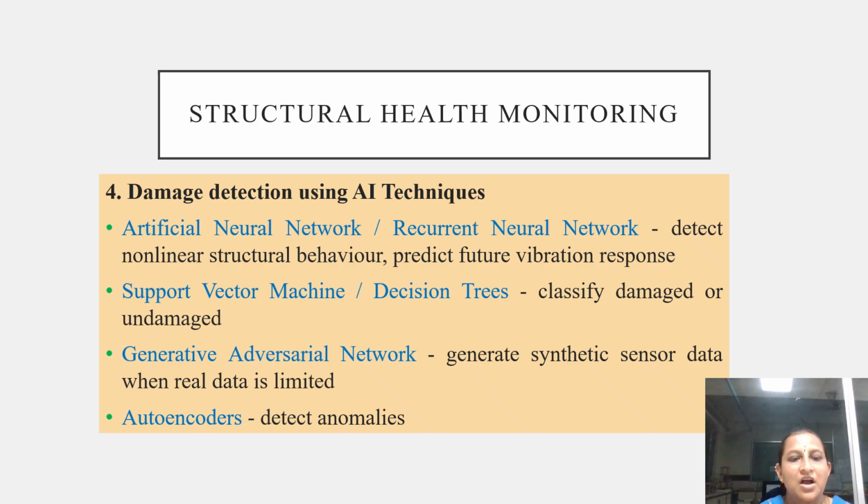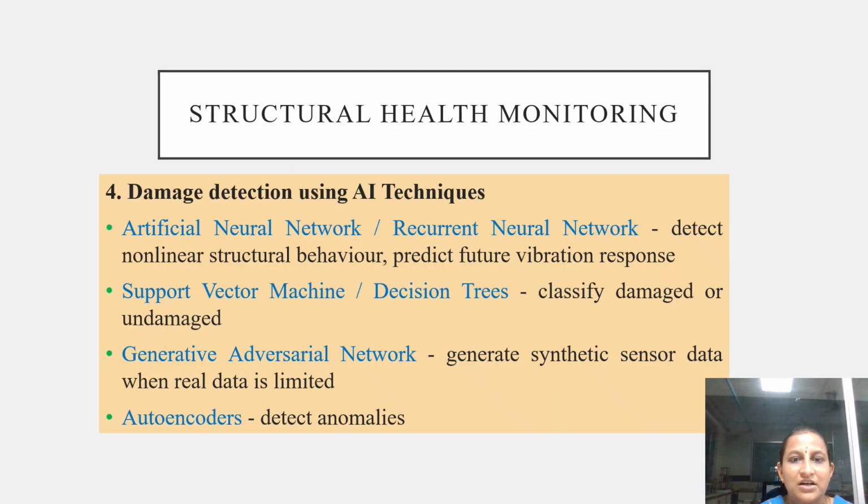Next, we'll see how the damage detection is done using AI techniques. So the AI techniques which are generally available are listed out here. So different AI models are used in structural health monitoring for prediction, classification, data generation and anomaly detection. And the models are selected based on the objective required, such as prediction, classification or abnormality detection.